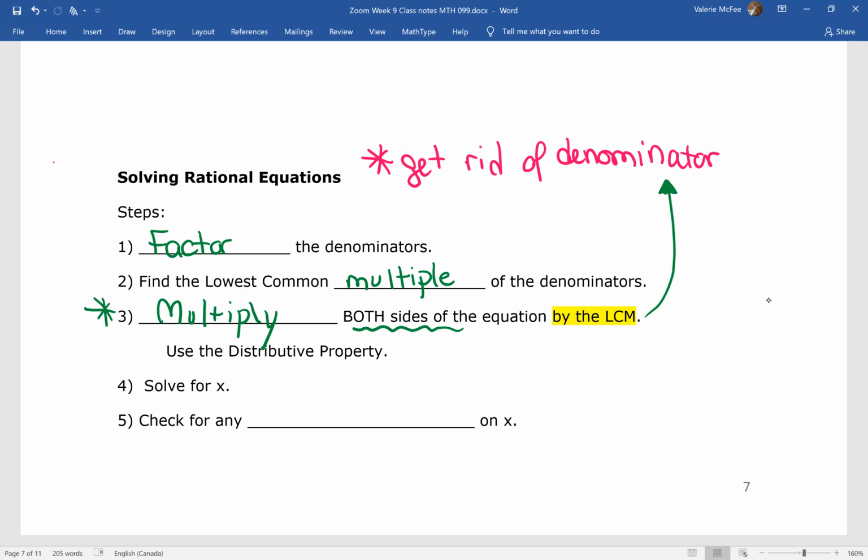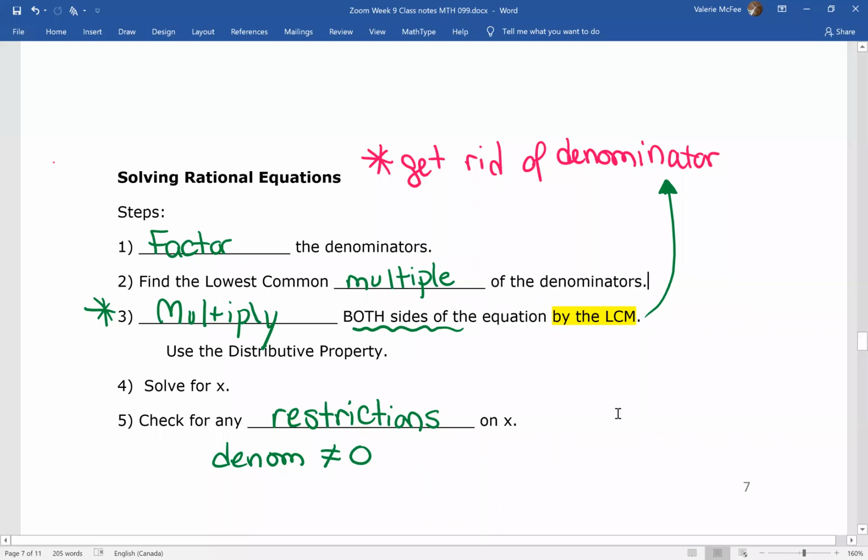Make sure you use the distributive property and then solve for x. We do need to be sure that we're checking for restrictions. So whenever you see x or another variable in the denominator, make sure you check for restrictions. Remember that the denominator cannot equal 0. Let's use these steps with some examples.